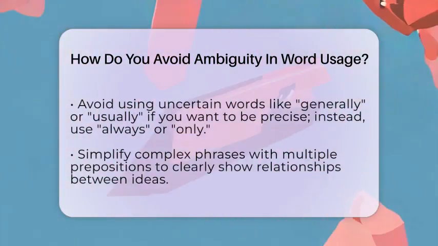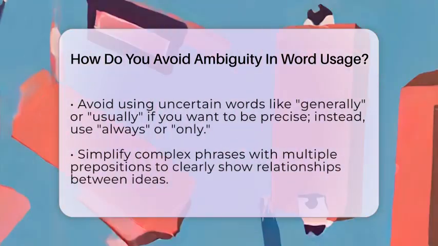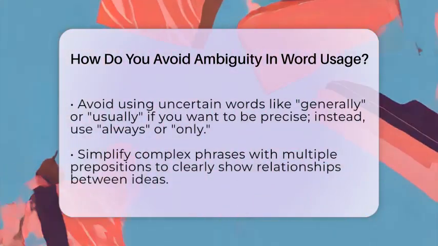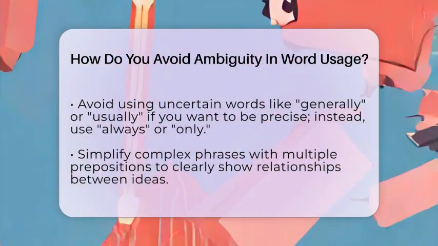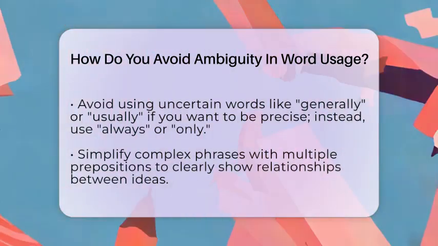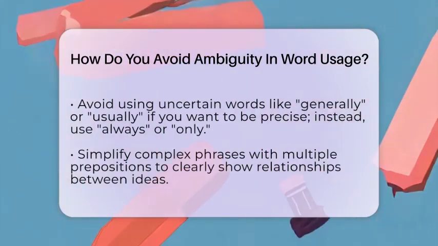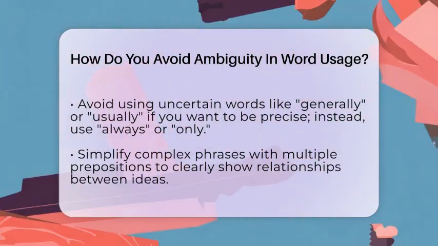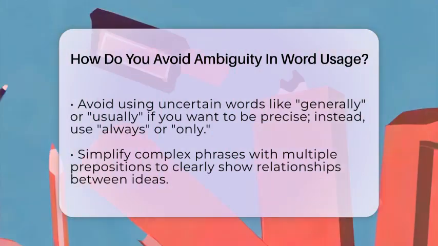Be cautious with words that imply uncertainty like generally or usually. These can make your statement seem less definite. Use words like always or only when you want to be exact. For example, instead of "it generally rains in April," say "it always rains in April."